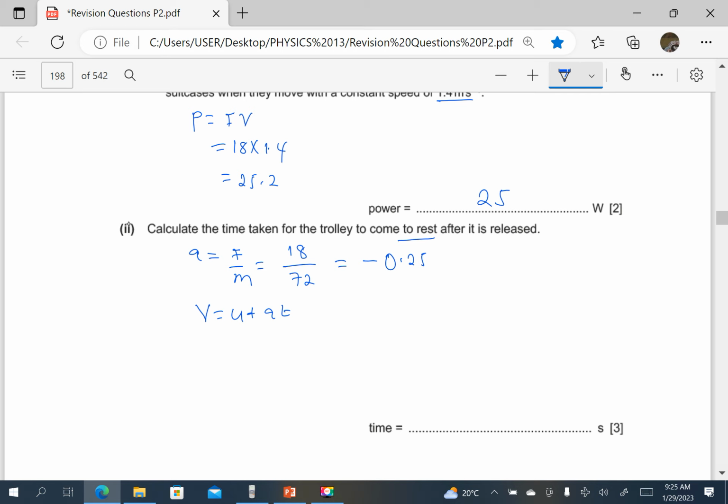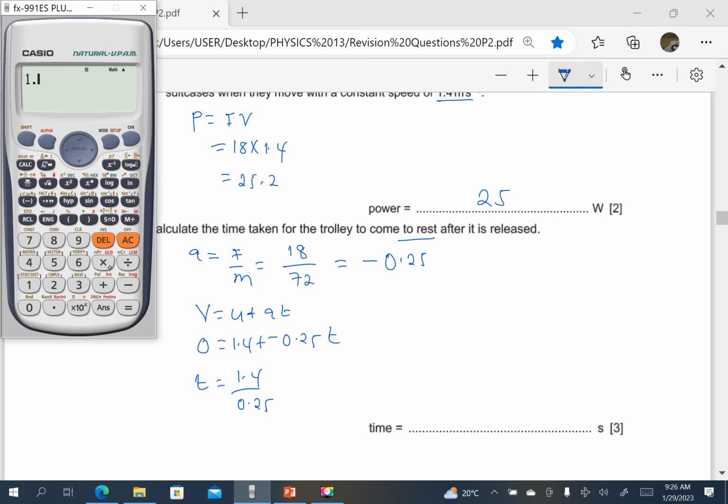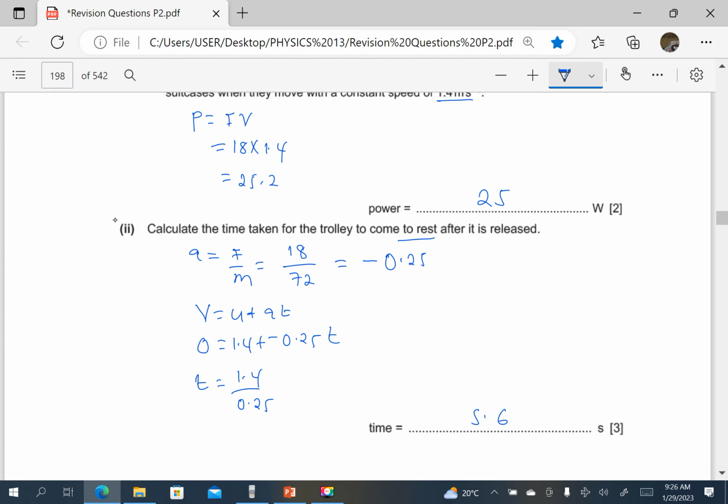When it comes to rest, v is zero, but it comes to rest when it was initially moving with a speed of 1.4, plus the acceleration is negative 0.25, then times t. So you notice that t is going to be 1.4 divided by 0.25. So we check 1.4 divided by 0.25, and that gives us 5.6. So this is 5.6 seconds.